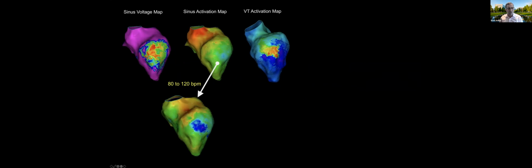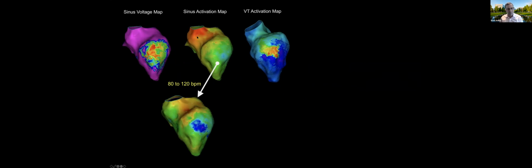So this is the sinus voltage map. This is the sinus activation map. No slowing. Scar, no slowing. But here you see a VT isthmus. You have the whole circuit. I showed this to you before. Now, you want to look at this electrogram and see what happens. So I'll show it to you.